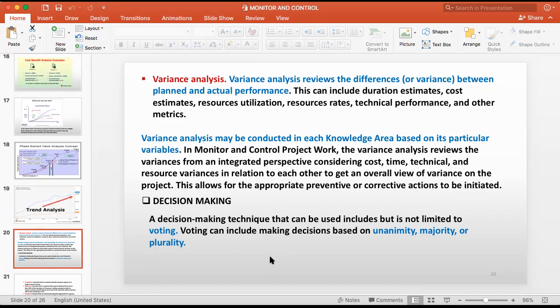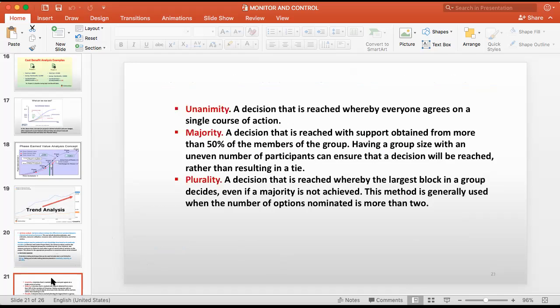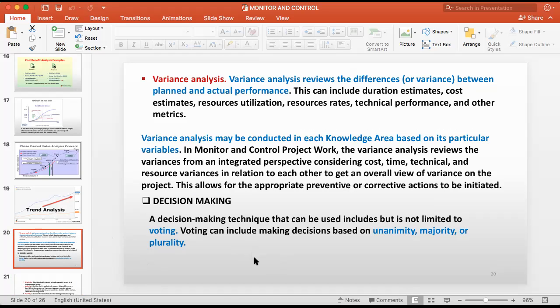And decision making and meetings. Those things, decision making and meetings, are the main things. So in decision making, there are certain techniques we are going to use. Here you can do voting. For voting, there are certain techniques: unanimity, majority, or plurality. All these things we have learned earlier also.